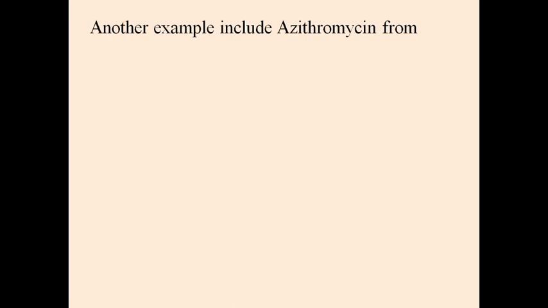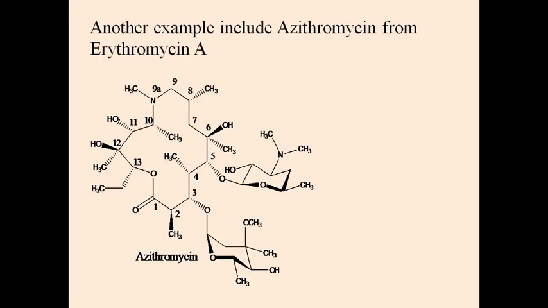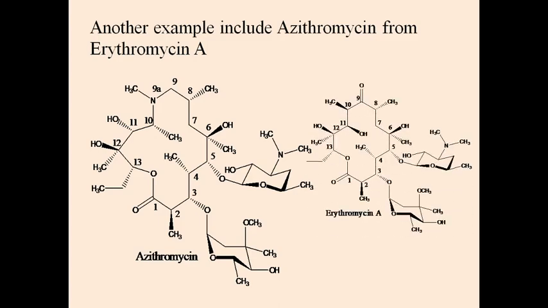Another example includes azithromycin from erythromycin A. This is the structure of azithromycin, and this is erythromycin A. Here the key difference between these two is, first, azithromycin is a semi-synthesized product. Erythromycin is obtained from Saccharopolyspora erythraea, and the next differences you can see in the structure.